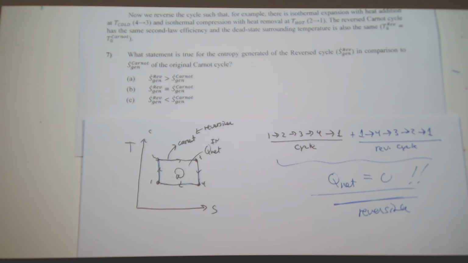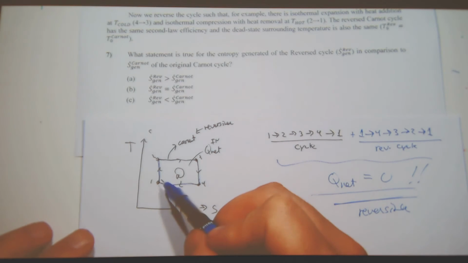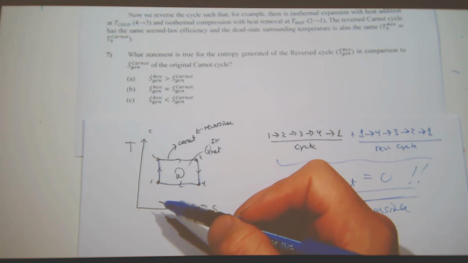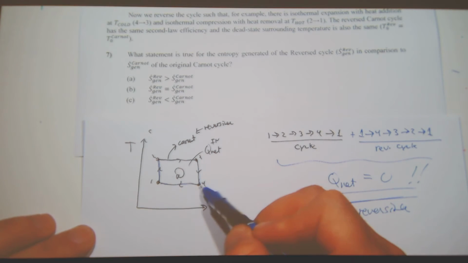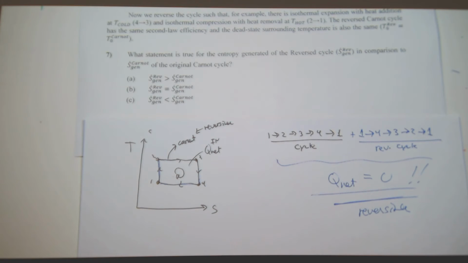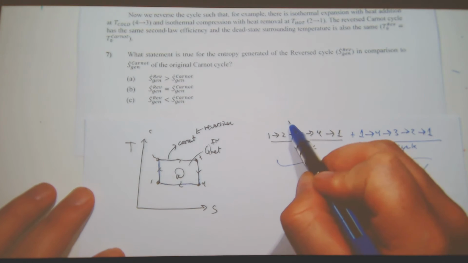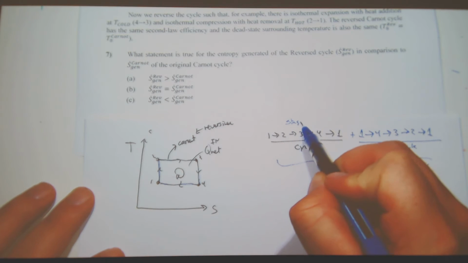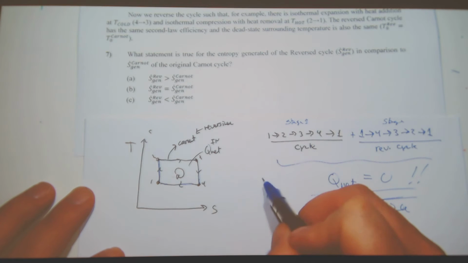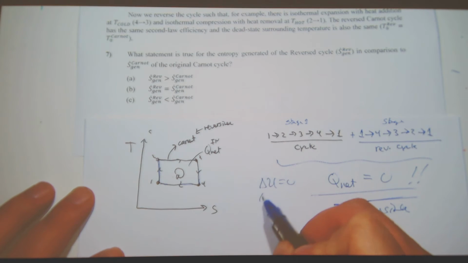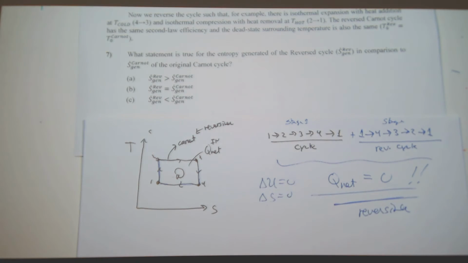When I reverse it, I still get net heat out, but if I go through the process and I can run it through, so now I'll just consider this 1, 2, 3, 4 is stage 1 or process 1, and process 2 is 1, 4, 3, 2, 1. That's my cycle. And I end up with delta U equal to 0. So for stage 1 and stage 2, I get net heat out, delta U is equal to 0, and delta S is equal to 0.